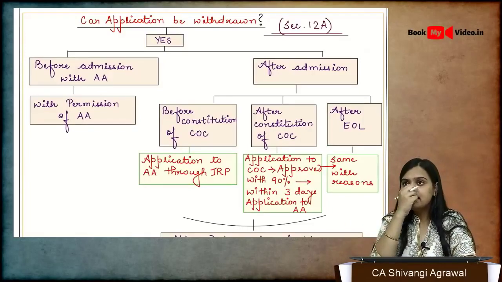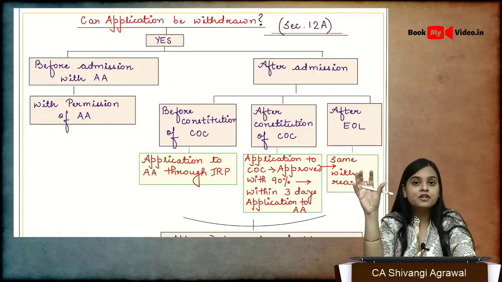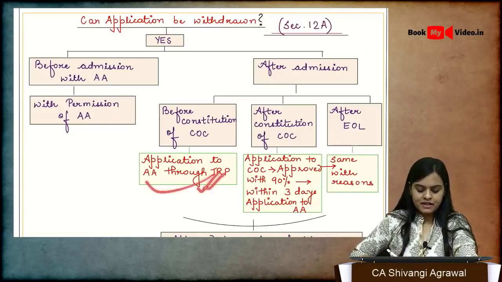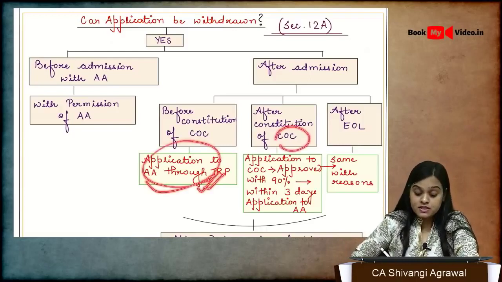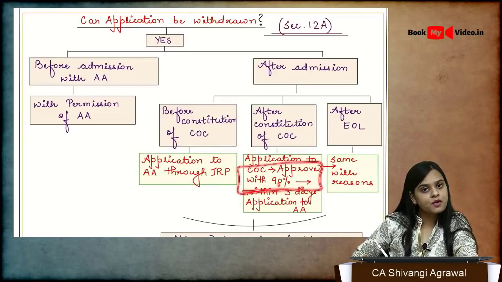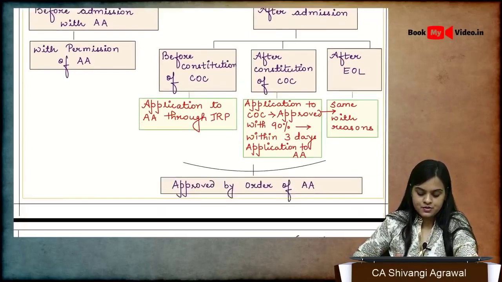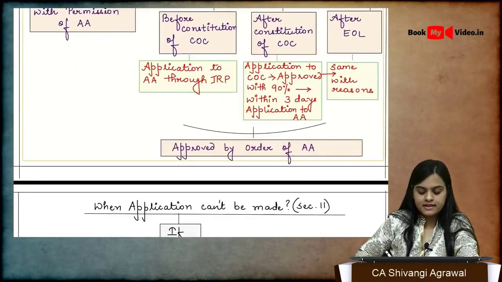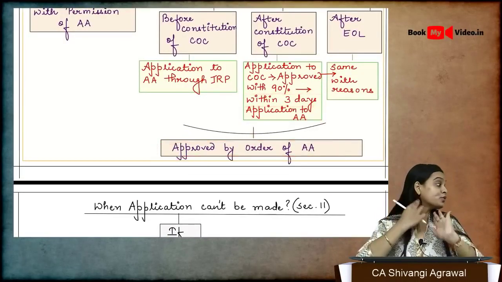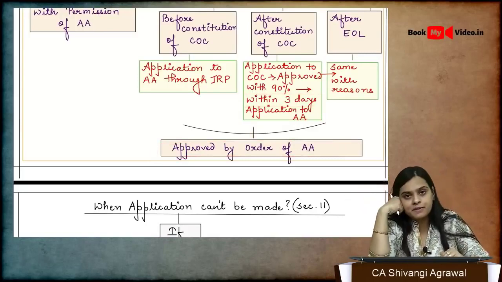Quite possible, till now you have not constituted the committee of creditors. So you don't need their approval. Only the IRP can make an application and do it. If you have constituted the COC or thereafter you have invited plans, then you require approval from the COC of at least 90%. Okay, so once you obtain the approval, within 3 days you will make an application to the adjudicating authority, and the adjudicating authority is going to pass an order for approval that yes, you may withdraw your application.